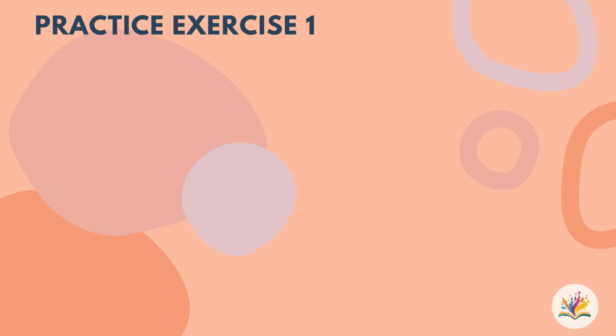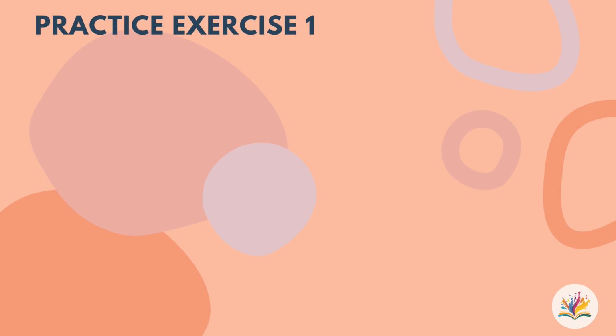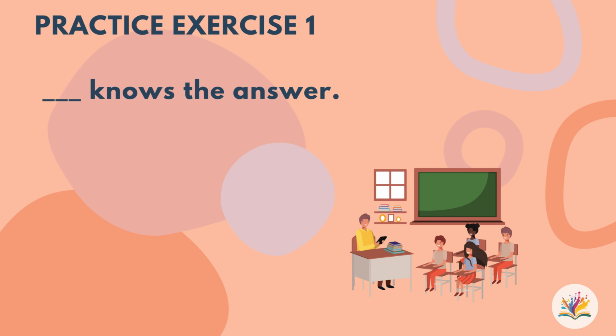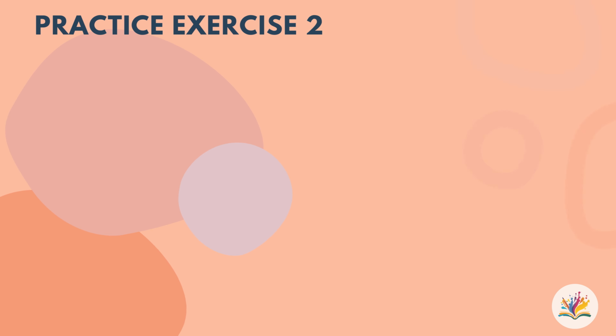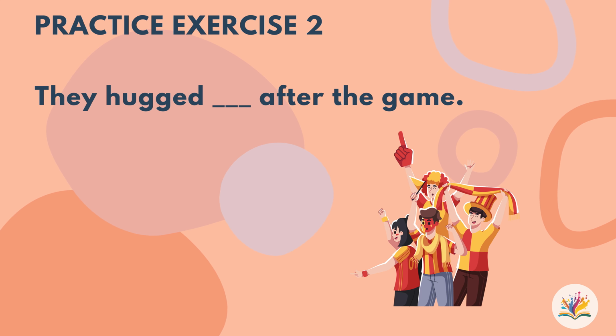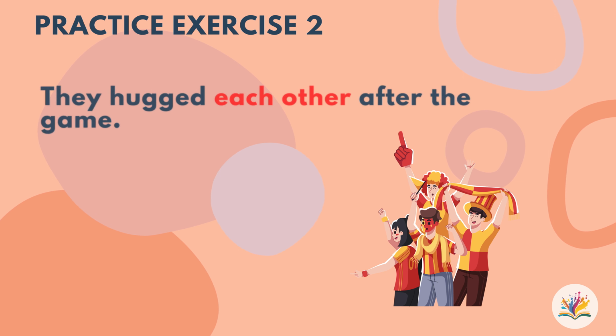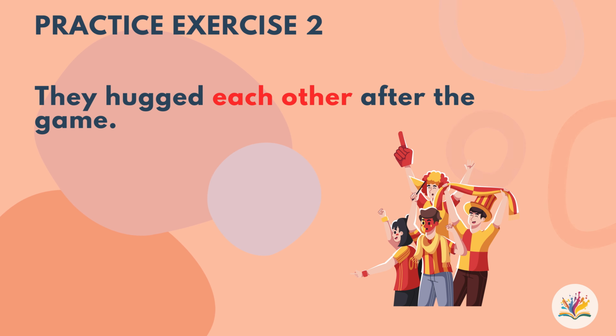Let's now practice these concepts with some examples. Here is the first example. Blank knows the answer. The correct answer is everyone knows the answer. Here is the second example. They hugged blank after the game. The correct answer is they hugged each other after the game.